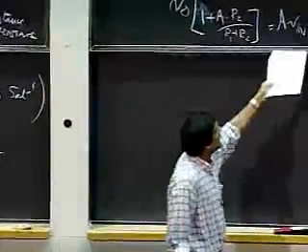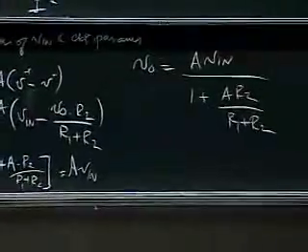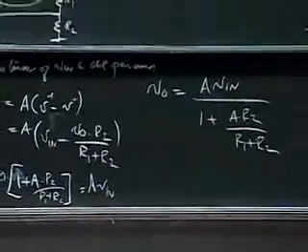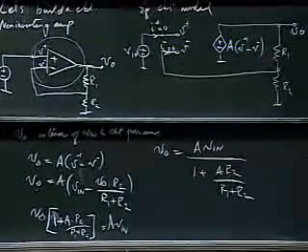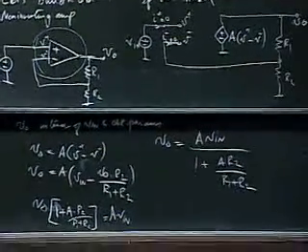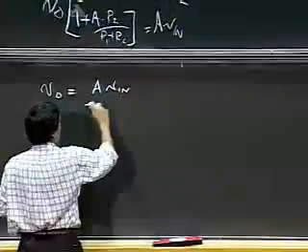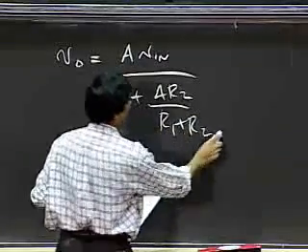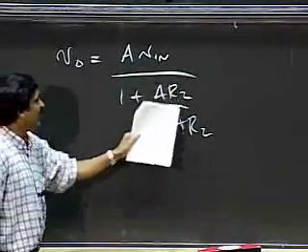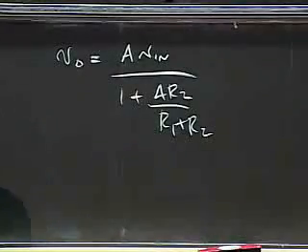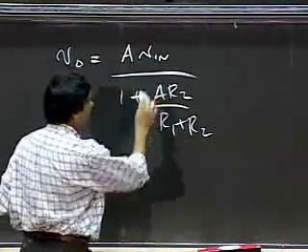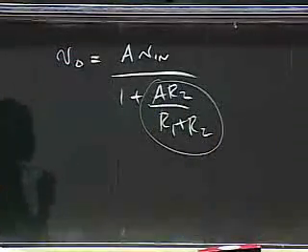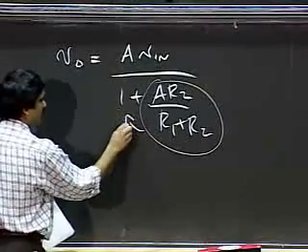But notice here that I'm told that A is extremely large. A is on the order of 10 to the 6 and so on. Suppose it is the case that, let me write that down again. So V naught is A V in over 1 plus A R2 over R1 plus R2. Suppose R1 and R2 are more or less comparable, and A is 10 to the 6. It's a huge number, so that this whole number is much, much, much greater than 1.